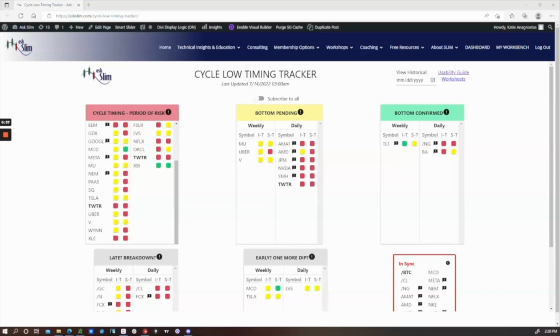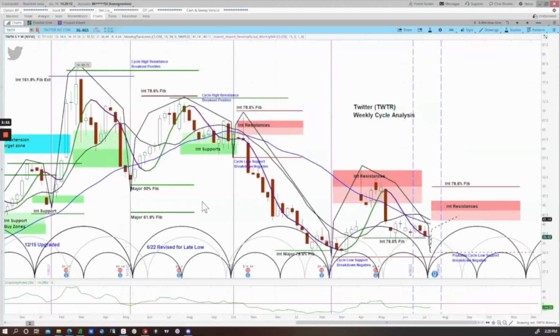The one I'm going to show you today has been in the news a lot recently and may not be for the faint of heart because of the binary event risk, but the analysis is pointing to the possibility of a long-side trade setting up. That symbol is Twitter, found in the cycle timing box for both the weekly time frame and the daily time frame, which is why it's bold. It's also found in the bottom pending box for the daily time frame, and that means there's been enough positive price action on that chart to trigger the bottom pending algorithm. I will show you that when we look at the charts.